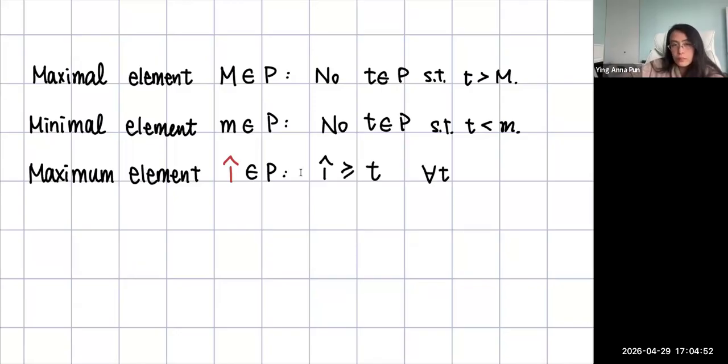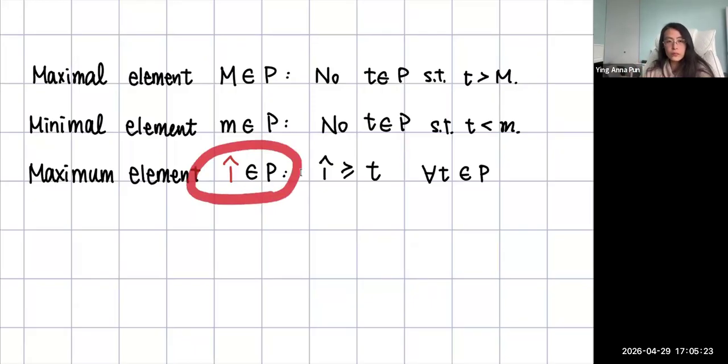If you can find something that is comparable to every single thing, and it's always bigger than everything inside a poset, then we call it the 1. And if it exists, it must be unique. You cannot find two of them, because if you have two of them, by definition, they have to be comparable with each other, but then each is also bigger than the other, so it has to be the same guy. Therefore, there is exactly one of them.